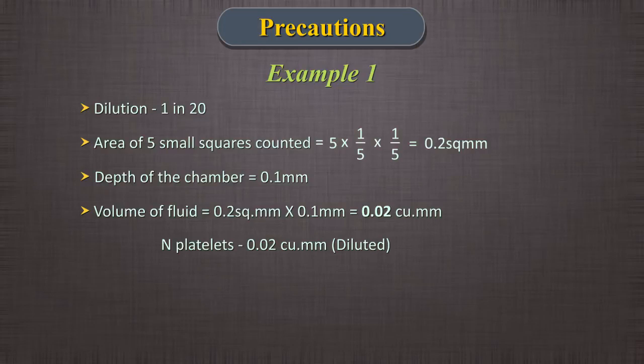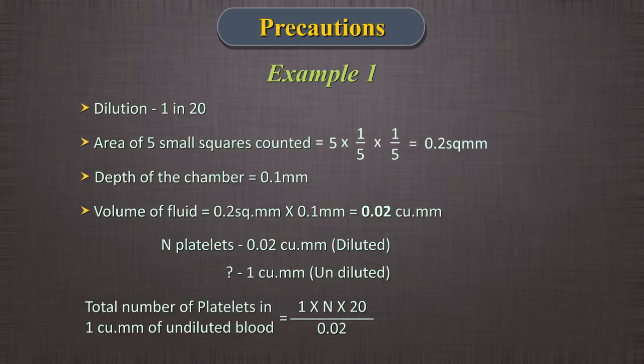As n was the total number of platelets in 5 smaller squares, that is, in 0.02 cubic millimeters of diluted blood, then total number of platelets in 1 cubic millimeter of undiluted blood will be n multiplied by 20, that is the dilution factor, divided by 0.02, which is equal to n multiplied by 20 multiplied by 100 divided by 2, which is equal to n into 1000.